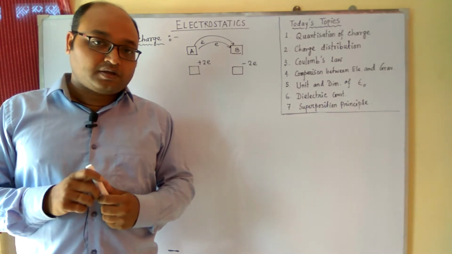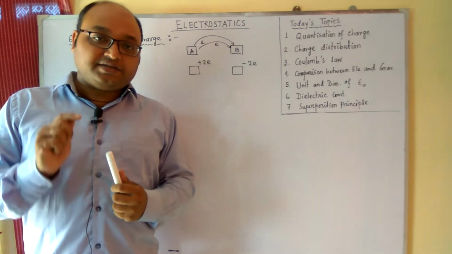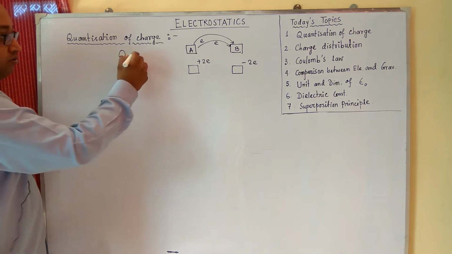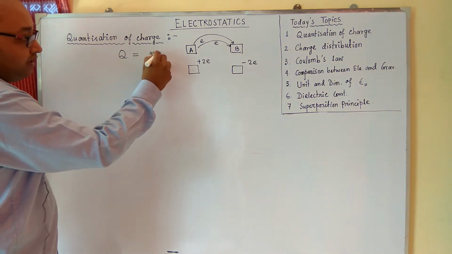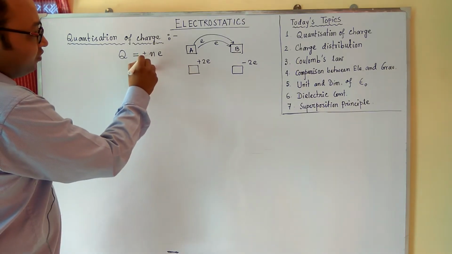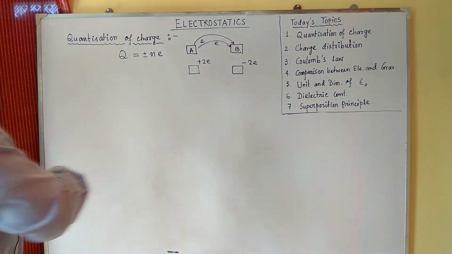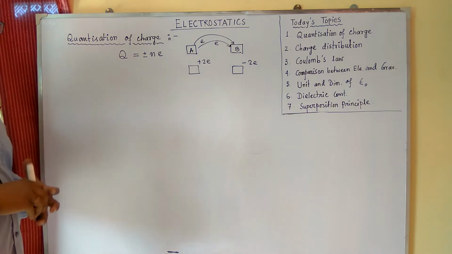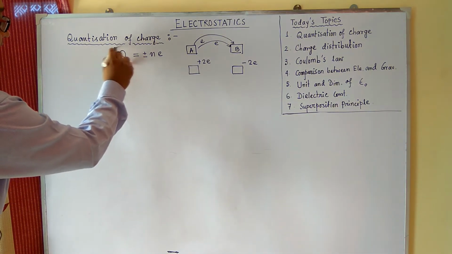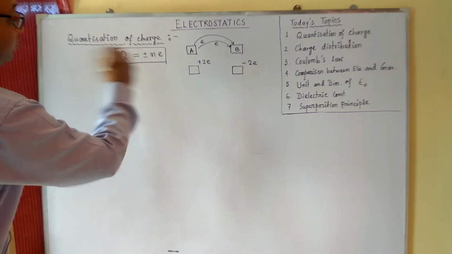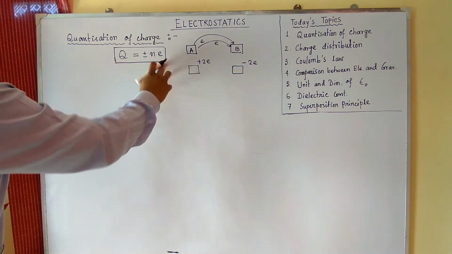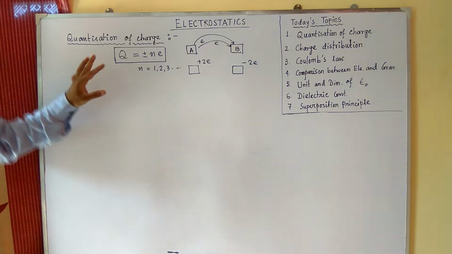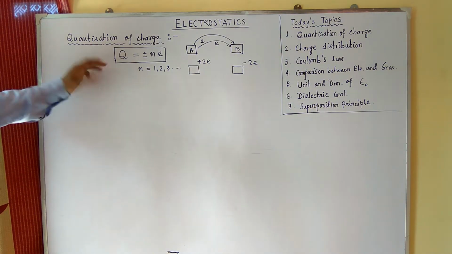That means in any body the amount of charge can be expressed as: charge in the body, capital Q, is an integral multiple of the electronic charge, that may be either positive or negative. That depends upon whether the electron is transferred or received by the body. On that fact the nature of the charge will depend. So overall the charge of a body can be expressed as capital Q is equal to plus minus n into e, where n is any integral number, that may be 1, 2, 3 or whatever. So this equation establishes the quantization of charge principle.